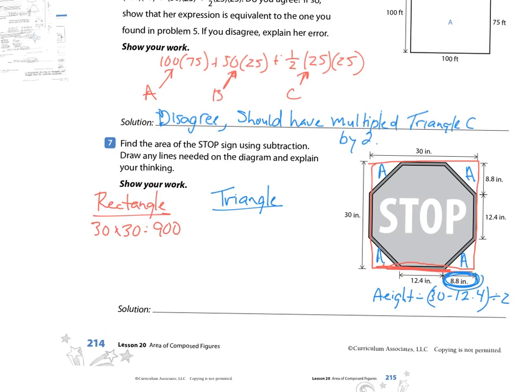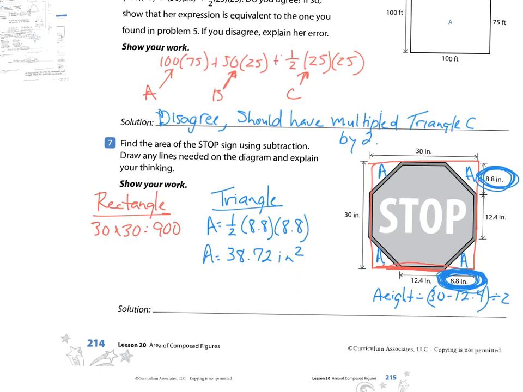Okay, so the base is given here as 8 8/10, I'm sorry. The height is also given up here as 8 8/10. So the base and the height of the triangle are both given to us. We know they're all identical, so to find the area of one of those triangles, we're going to take 1/2 times 8 8/10 times 8 8/10. The area of one of those triangles comes out to be 38 72/100 square inches.